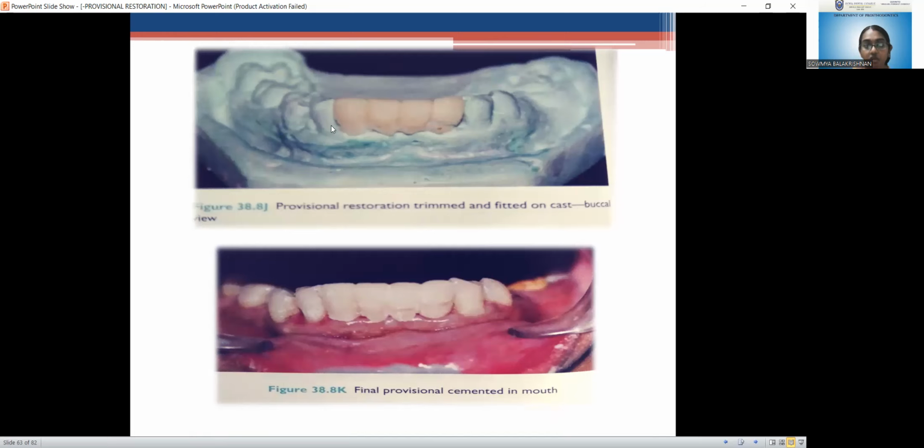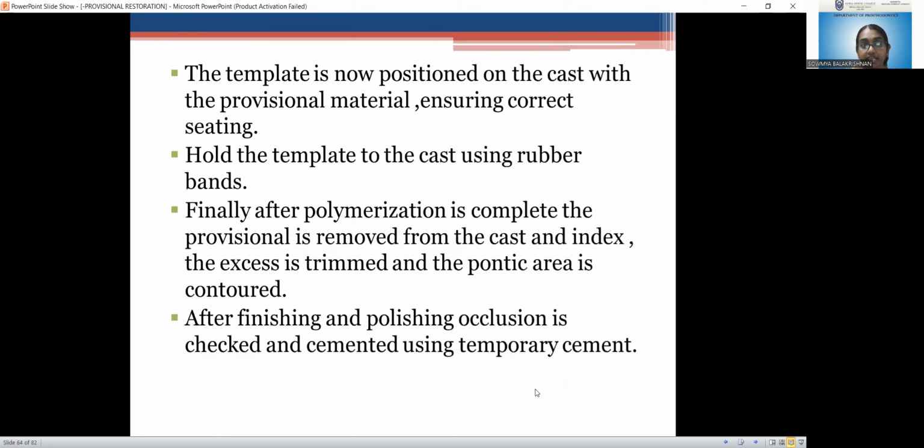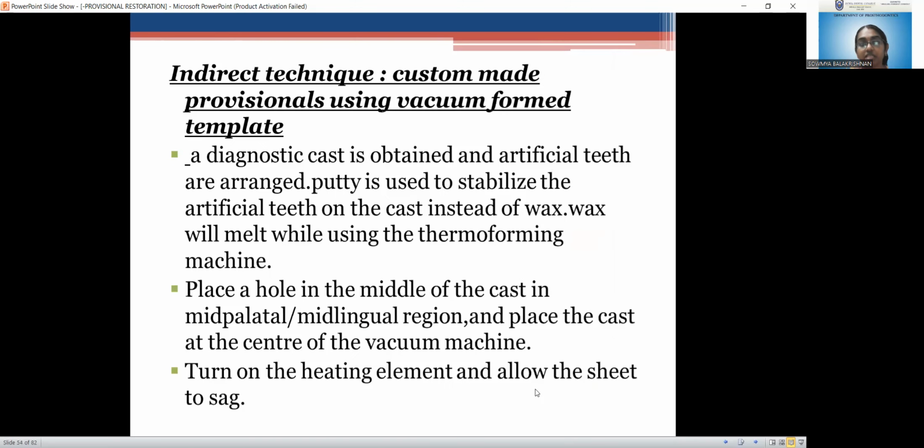After that, we have to recall the patient, and if the fabrication is over on the same day, we can cement the final provisional restoration immediately after the tooth preparation. The final provisional FPD is cemented in the mouth using a temporary cement. So this is how the custom-made provisional method is done, that is, using vacuum formed templates.